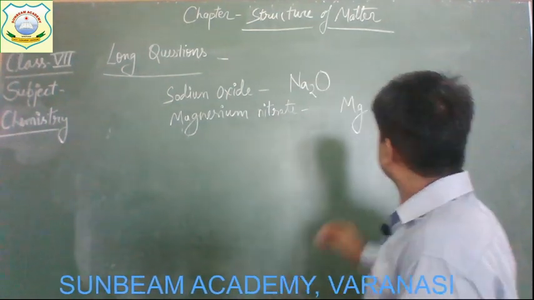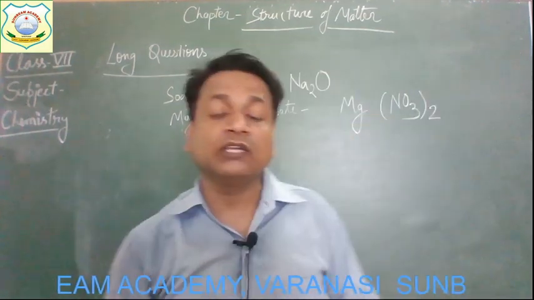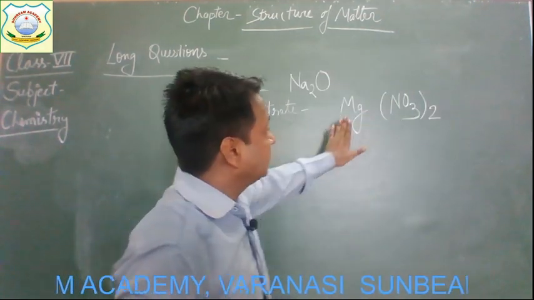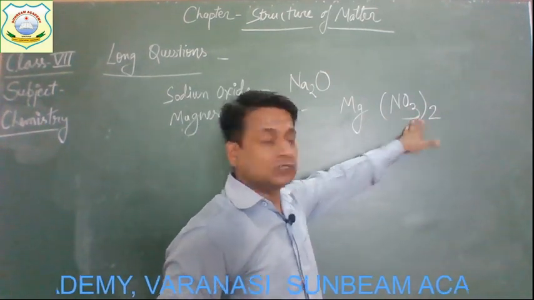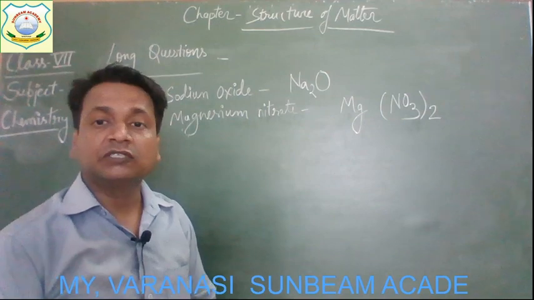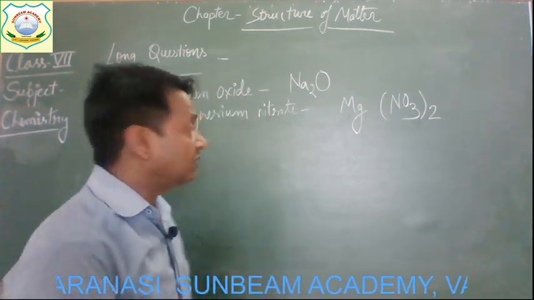So we can write it Mg(NO3)2, because the valency of magnesium will move to the nitrate. So this is the formula of magnesium nitrate. Okay, now the next one is magnesium sulfate.